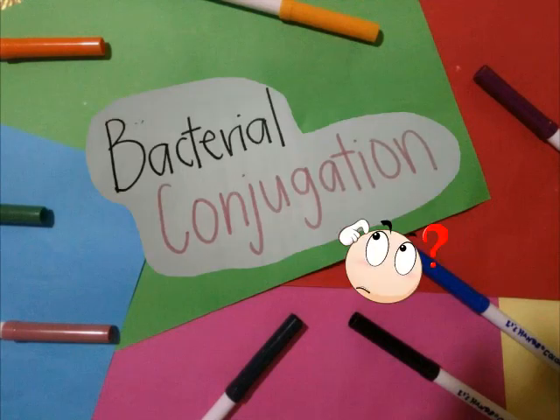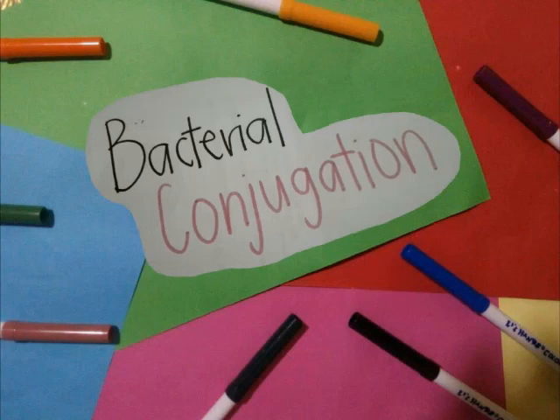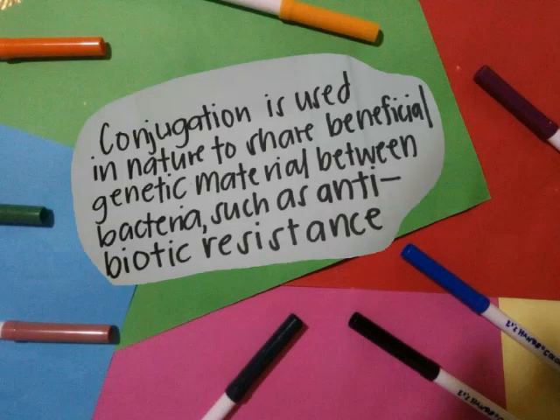Again, why is bacterial conjugation important, and what is its purpose? Bacterial conjugation is the ability for one bacterium to transfer genetic material to another via a physical bridge between the cells. Conjugation is used in nature to share beneficial genetic material between bacteria, such as antibiotic resistance, which is very important in cell survival.